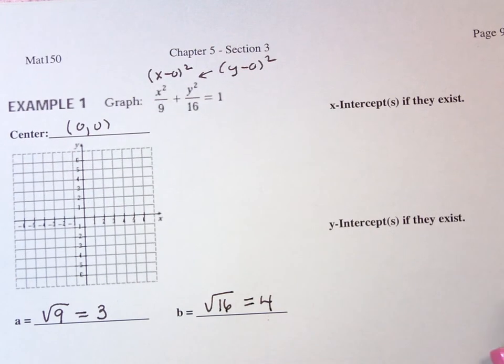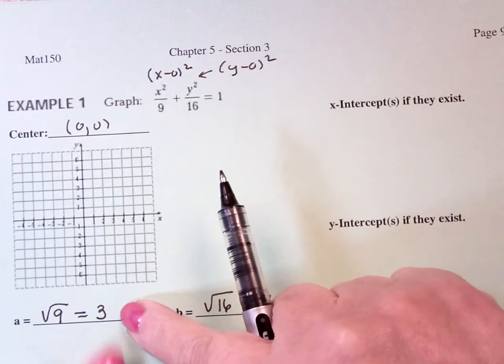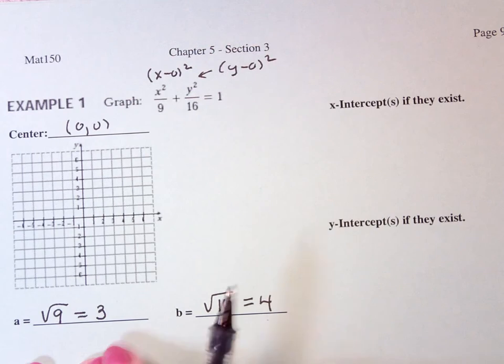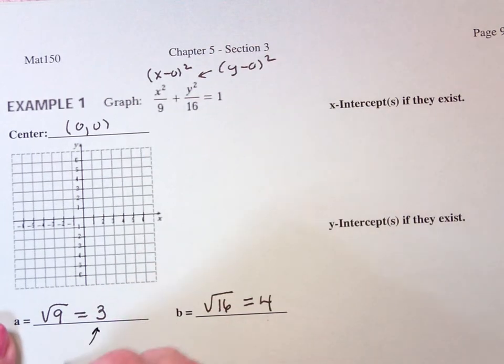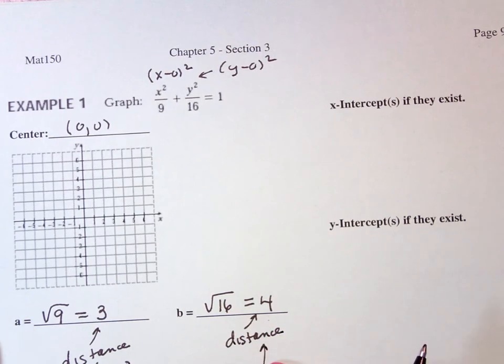I don't care whether the A is under the x squared or whether the B is under the y squared. I just need to know who is associated with what. If it's under the x squared, it's associated with x. Under the y squared, it's associated with y. This would be the distance from center this direction because it's under the x. This is the distance from center this direction because it's under the y. That's all I need to concern myself with.